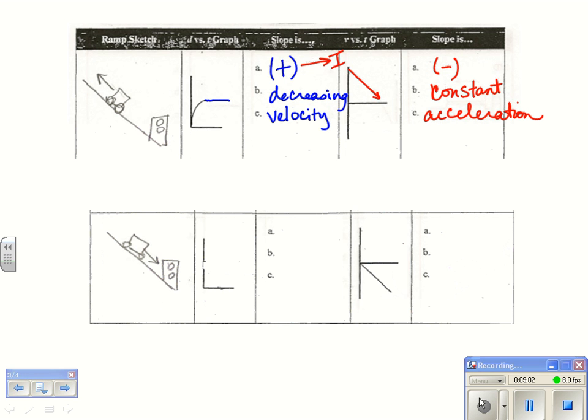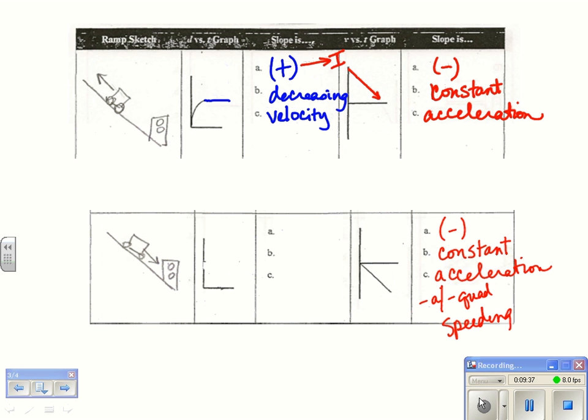So its slope is negative. Oops, wrong color. It is negative. It is constant, meaning that it has a constant acceleration rate, and it is acceleration. But if we look at this, it's in quadrant 4, so a negative acceleration in a negative quadrant should mean that this is speeding up.